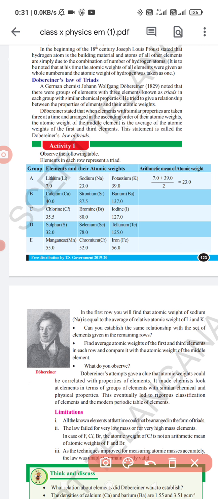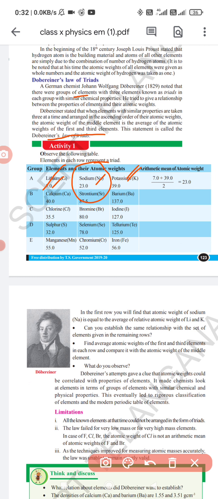Dobereiner stated that when elements with similar properties are taken three at a time, like these group A elements, and arranged in ascending order of their atomic weights, see, the atomic weights are 7, 23 and 39, increasing, so they are arranged in ascending order of atomic weights. The atomic weight of the middle element is the average of the atomic weights of the first and third element. This statement is called Dobereiner's law of triads.